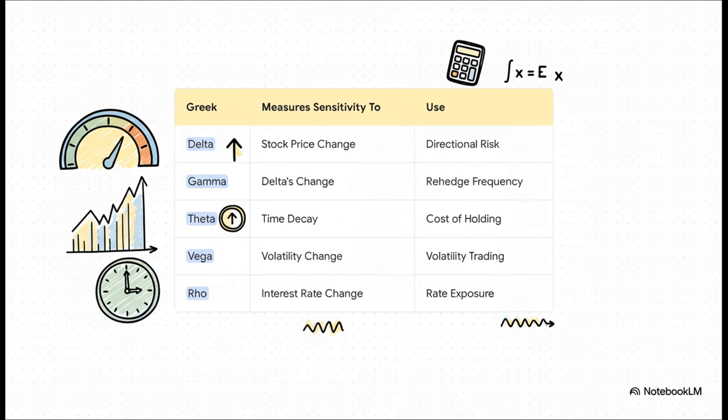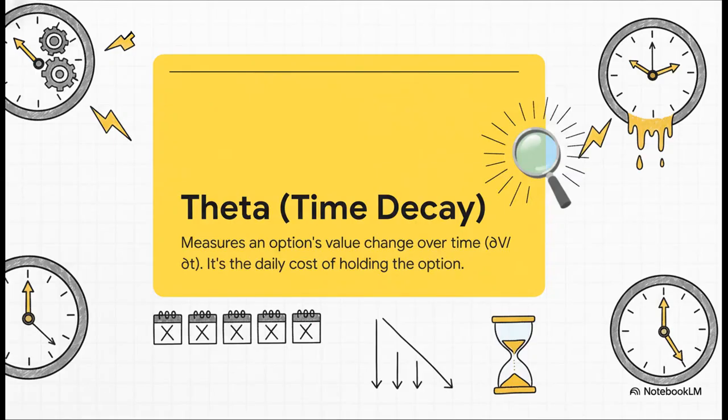You've got delta, which is your speedometer for how the option price reacts to a change in the stock price. You've got theta, which is your speedometer for the effect of time. Vega is the speedometer for volatility. You see the pattern, right? It's a whole dashboard of gauges, each one telling you exactly how sensitive you are to a specific risk factor. Let's just zoom in on one of them to make this really concrete.